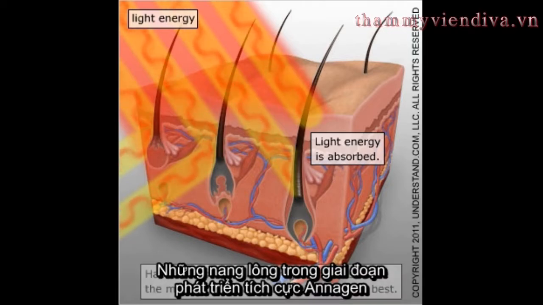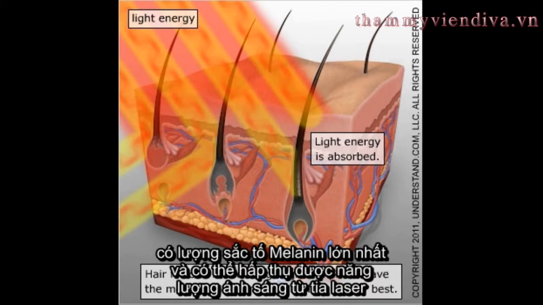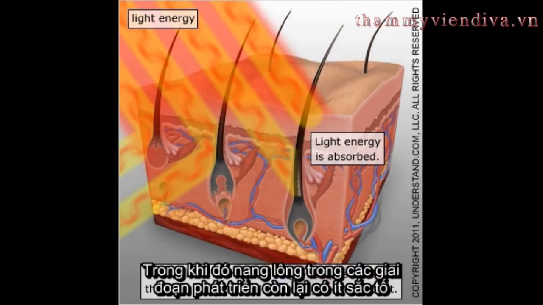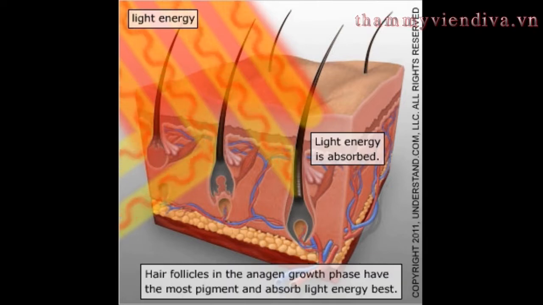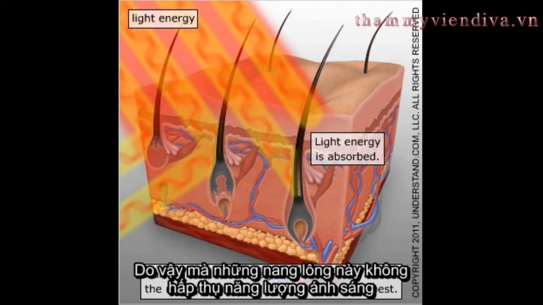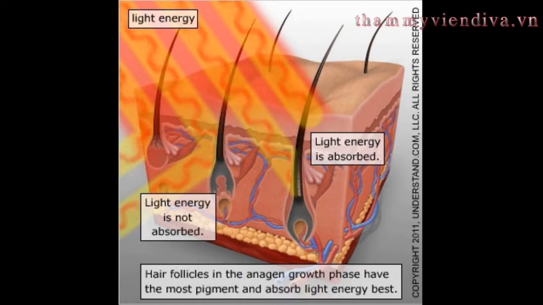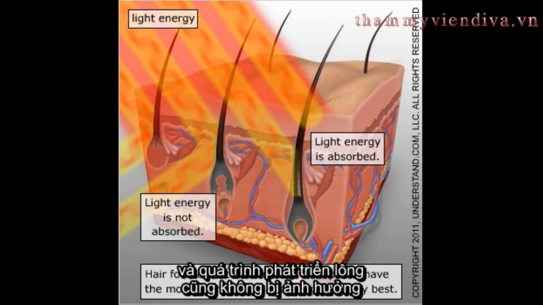Hair follicles that are in the anagen or active growth phase have the largest amount of melanin, or pigment, and can absorb light energy from the laser. However, hair follicles that are in catagen or telogen growth phases are less pigmented. Therefore, these follicles do not absorb light energy as well, and hair growth is not impaired.